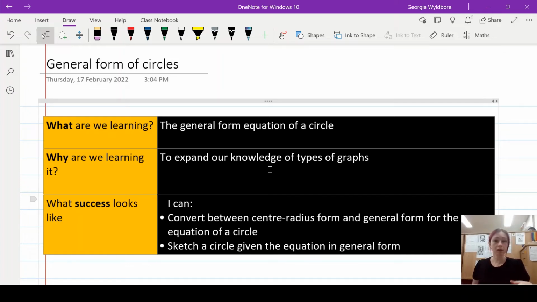Part 2 on circles. We're looking at the general form of a circle. So rather than that center radius form, which is generally the most common form you'll see, we have what's called the general form equation of a circle. We want to be able to convert between them and also to be able to sketch a circle when our equation is given in this general form.